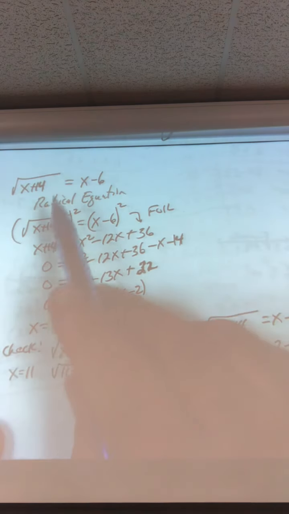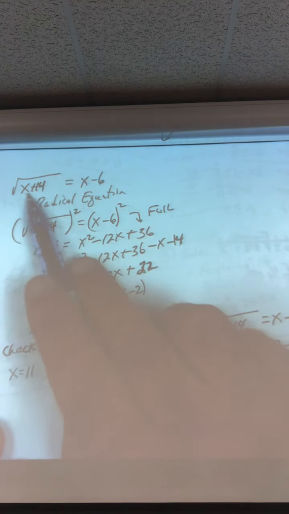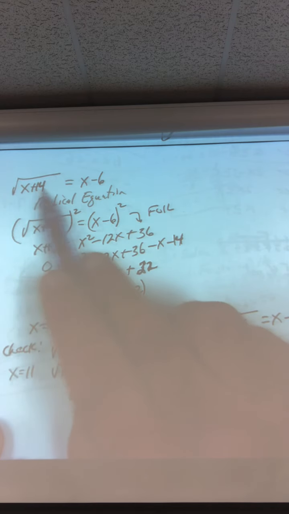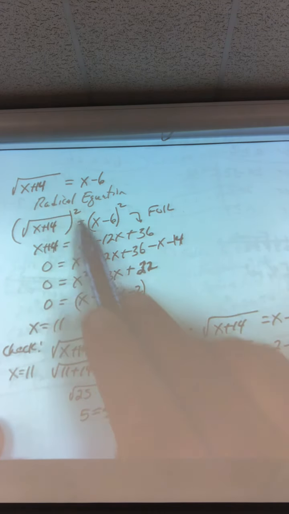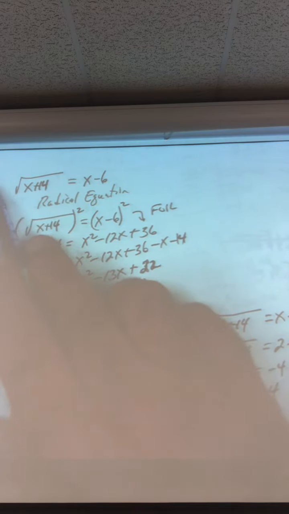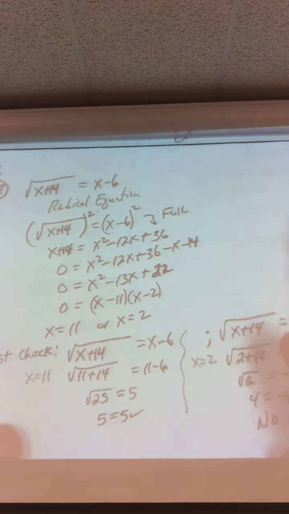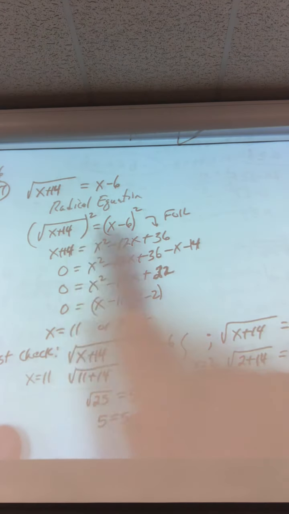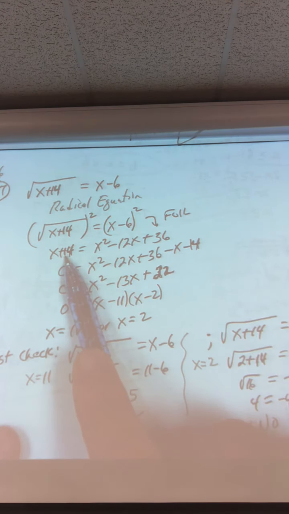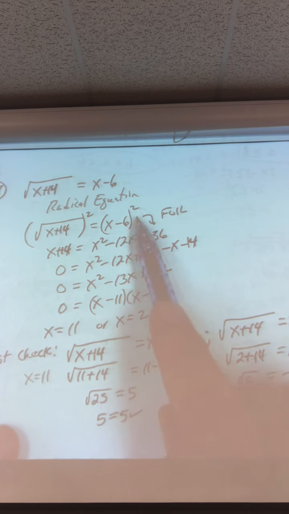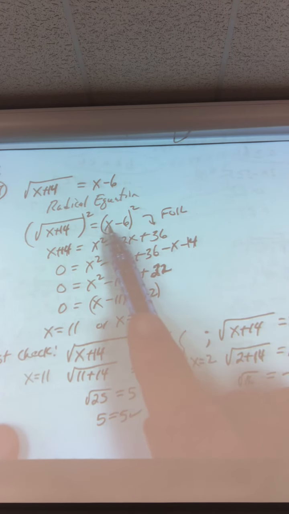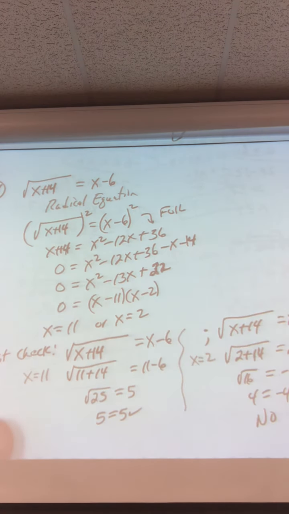Okay, here we go. Radical equation. Step 1, isolate the radical term. It is. Step 2, square. And I gave you the steps in section 1.6. I gave you the steps to these problems. Square both sides. When you square the left side, you're just left with x plus 14. When you square the right side, you have to do the FOIL on that. X minus 6, x minus 6.